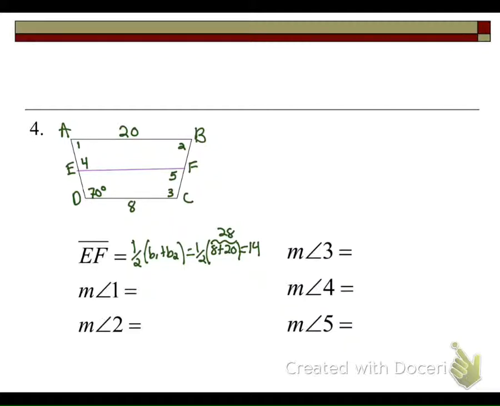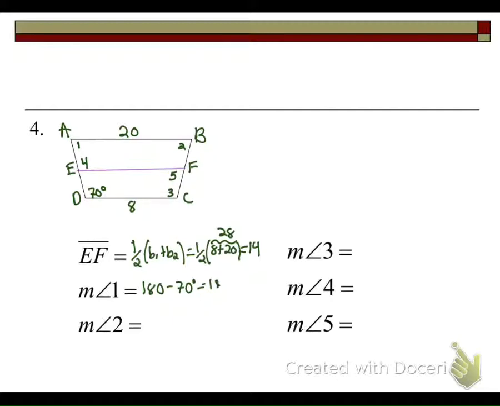Okay, so now we want to go about finding our other angles. So if you know that you have 70 here, what is the relationship with angle 1? You're close. They're same side interior, which means they're supplementary. So we know that angle 1 is going to be 180 minus 70. It's going to be 110. Nice job.